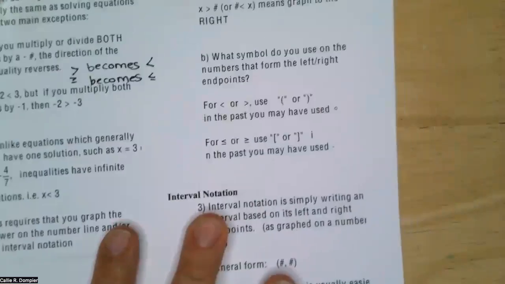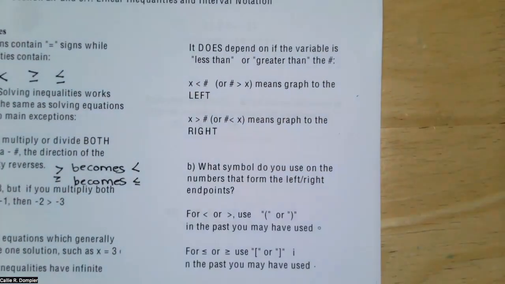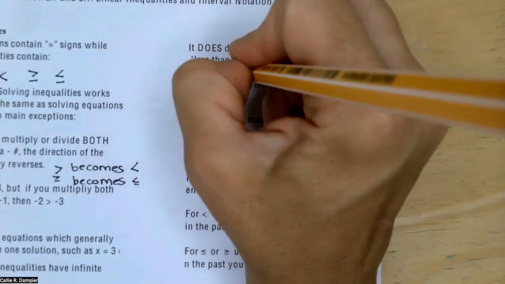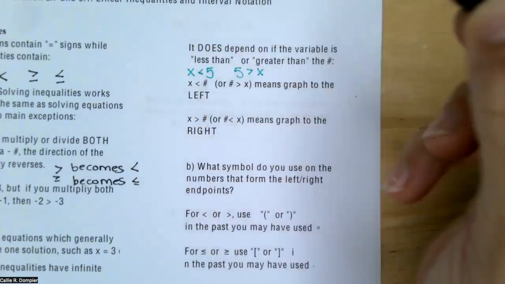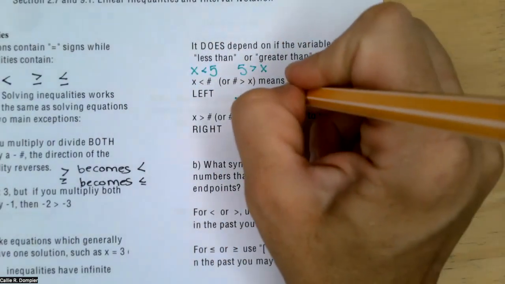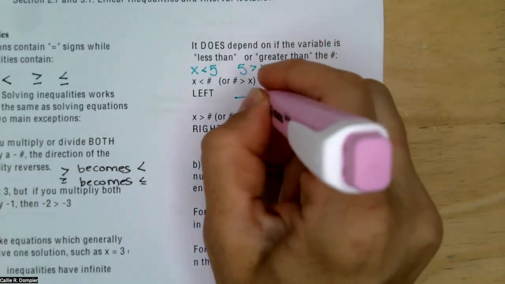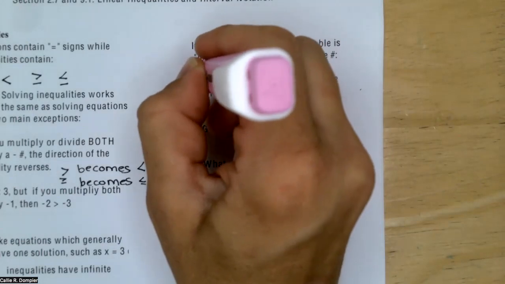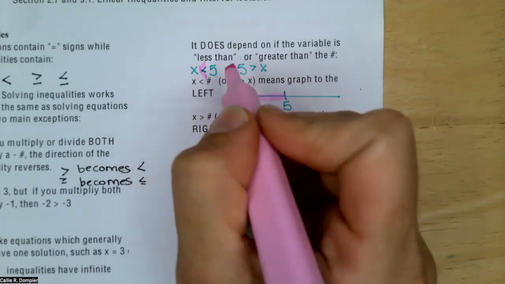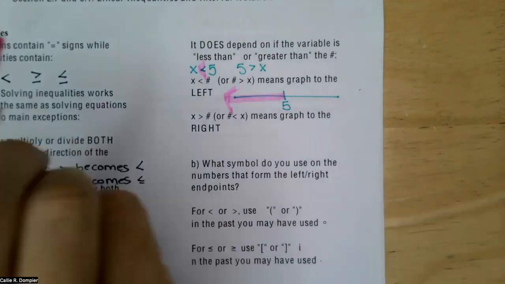All right. It depends on if the variable is less than or greater than. X is less than a number. X is less than 5, and we can also write it as 5 is greater than x, but we don't like that one. That one's more confusing. It means graph to the left. Here's 5, and we're going to graph to the left. I like to think of it as this inequality symbol is also my arrow. So my arrow is going to the left, so my line is going to go to the left. My graph is going to go to the left.